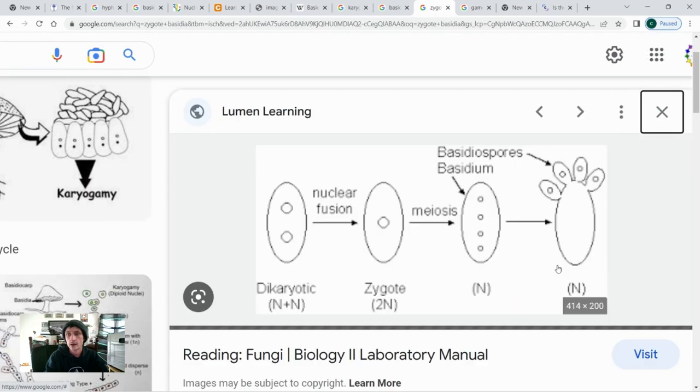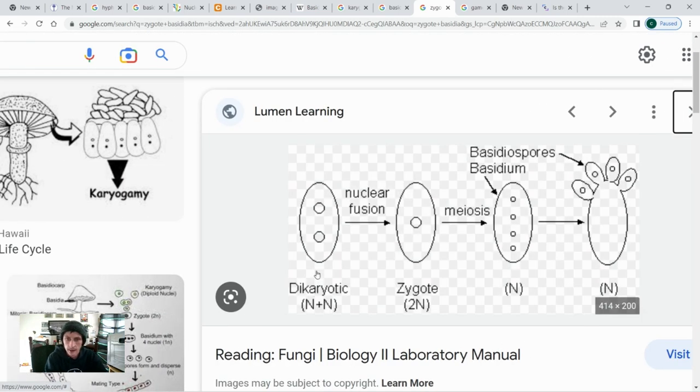Another good image of nuclear fusion, the zygote being formed inside the basidia.